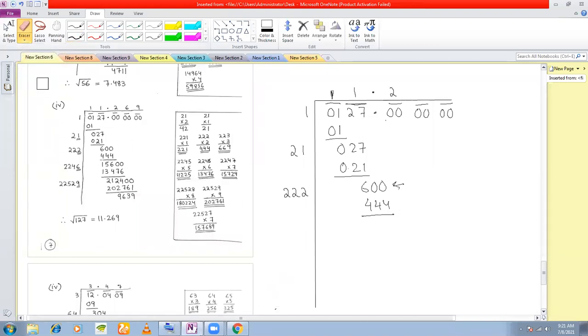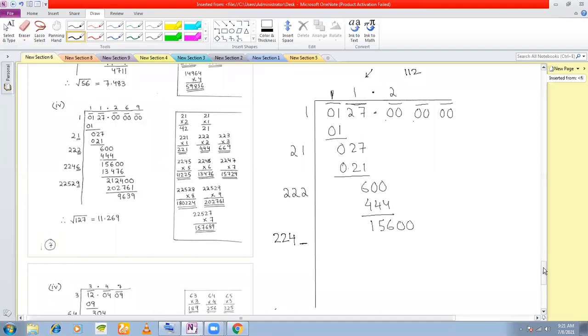And now we subtract to get 156 here. Now we bring down this pair. So once we bring down this pair, this becomes 15,600. Now what is this number here? 11.2. Ignoring the decimal, what number will it become? 112. What is the double of 112? 224.